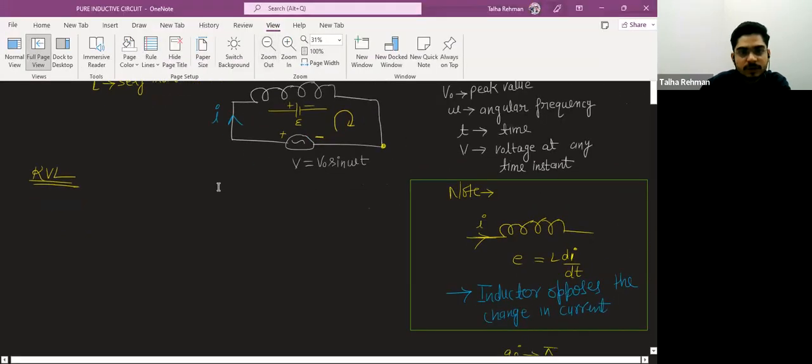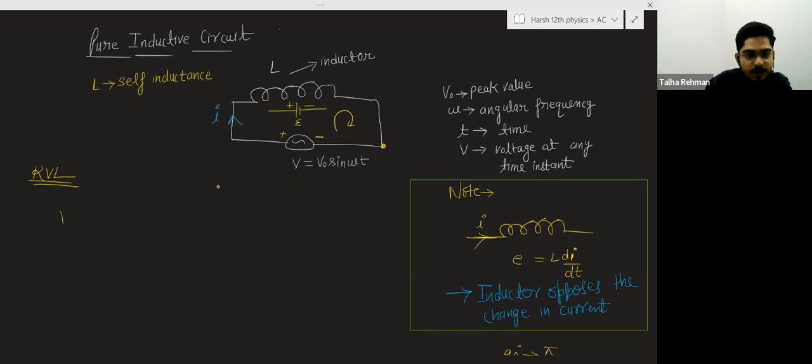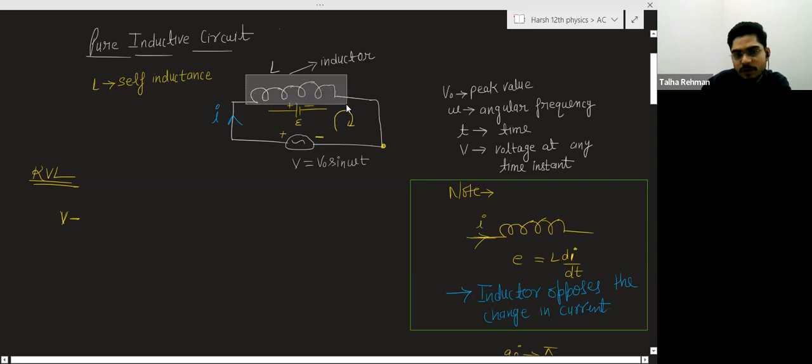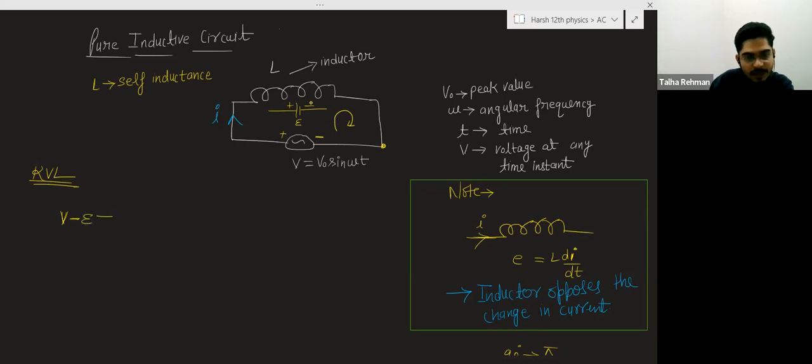You will see here that this will be V. This will be V minus, and here will be some potential difference, and that potential difference is equal to the induced EMF by the inductor. So from the inductor, when you are going in this direction, you are moving from lower to higher potential. That is why you are taking this V as positive. And when you are moving from here to here, it means you are moving from higher to lower potential. So it will become V minus e is equal to 0.